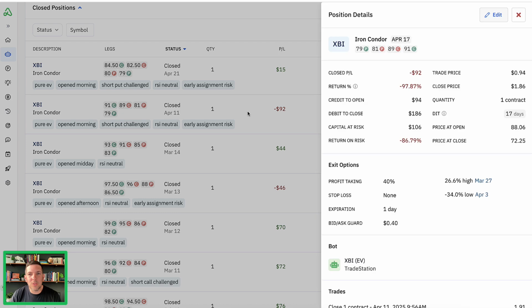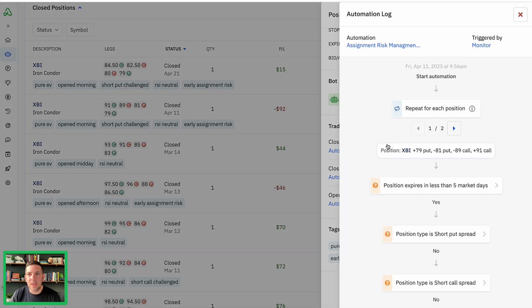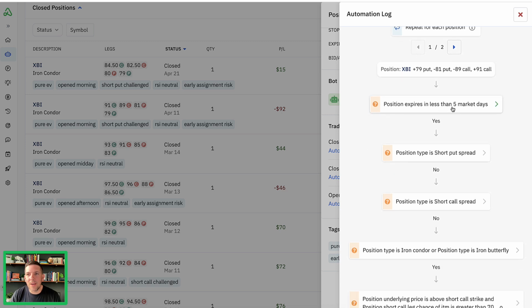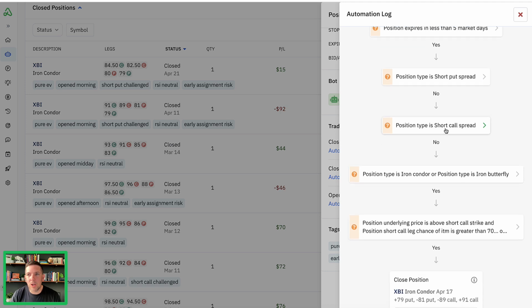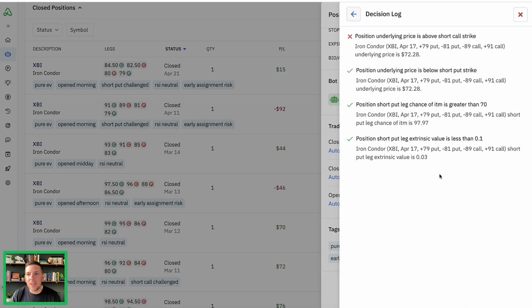If I actually go to the automation itself, I can look at when the automation closed. So in this case, it went through the assignment risk. Is the position less than 5 days? Yes. Was it a short put spread? No. Was it a short call spread? No. Was it an iron condor or iron butterfly? Yes. And then if I look here, this is all the stuff that it evaluated.